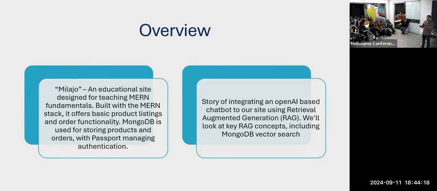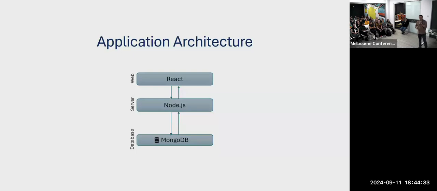So in this talk, we'll be talking about integrating an OpenAI-based chatbot to our site using retrieval augmented generation, RAG. We'll look at the key RAG concepts, including MongoDB vector search. The application architecture is quite simple, with React at the front end, Node.js in the middle, and MongoDB as the database. So this is the education site. It's not a fancy one.